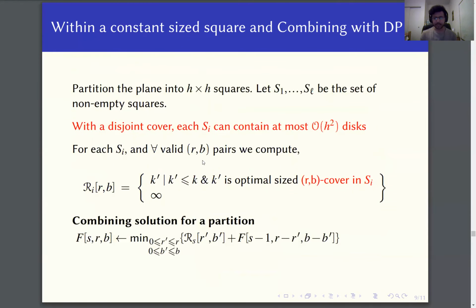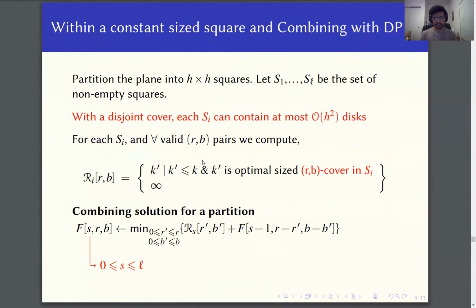we cannot use a simple dynamic programming approach to combine the solution. For a given partition, across the squares S1 through Sl, we combine the solution using a simple dynamic programming procedure where F[S,R,B] stores the minimum number of disks required to cover exactly R red and B blue points among the first S non-empty squares. Hence, the range of S is from 0 to L.